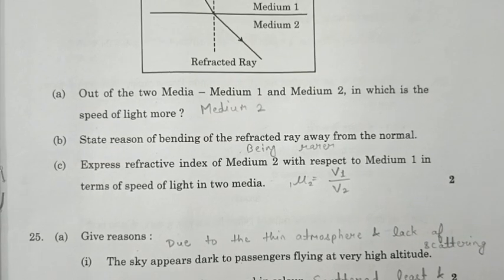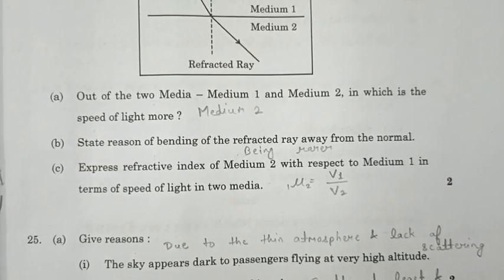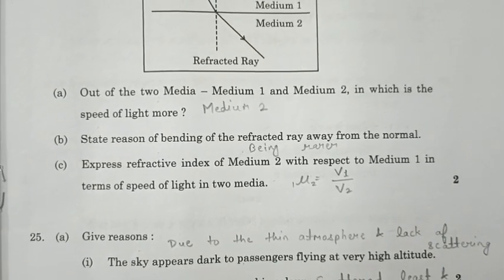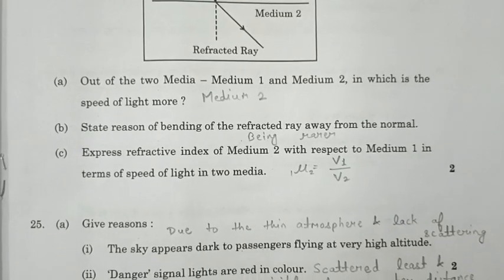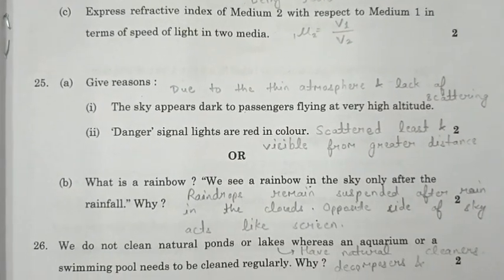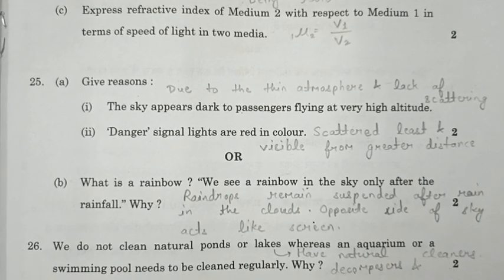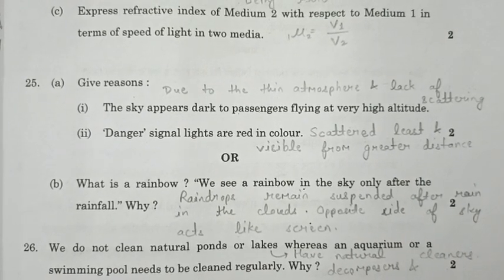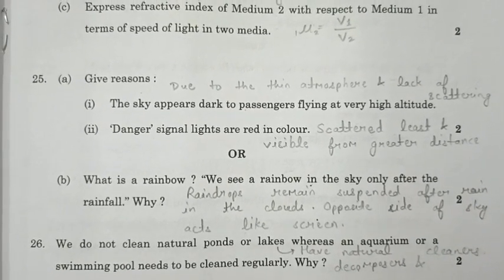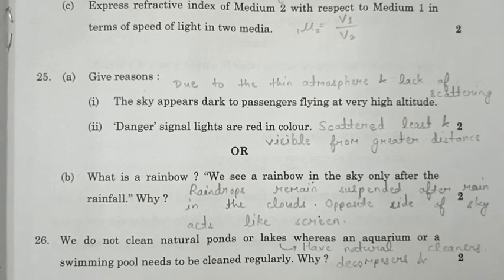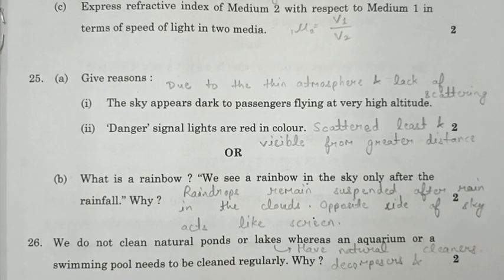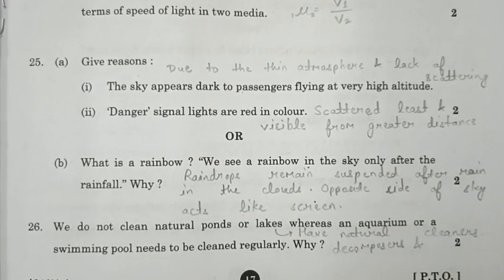Question number C. Refractive index is equal to V1 upon V2, meaning speed in the first medium upon speed in the second medium. Question number 25a. Due to the thin atmosphere and lack of scattering, danger signal lights are red in color because red light is scattered the least and has the longest wavelength, due to which it is visible from greater distances. So what is a rainbow?